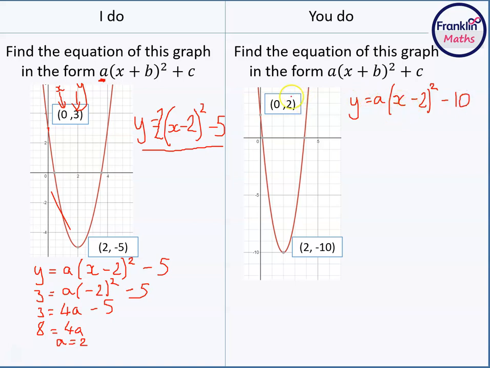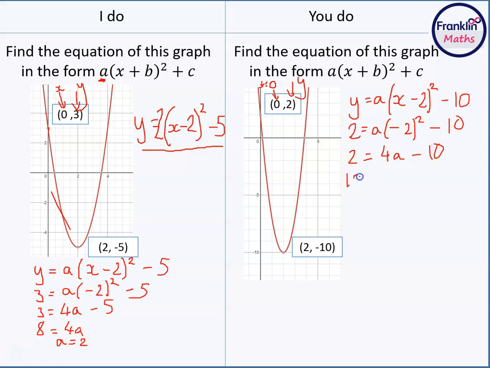So we know that when x is 0, we know that y is 2. So 2 goes in. A we don't know. We know that x is 0, so it's minus 2 squared again, minus 10, and I'm just going to do some maths. If you were stuck in the exam on this line, just look at it and go, okay, is there any maths I can do? So minus 2 squared is 4, so it's 4a minus 10.